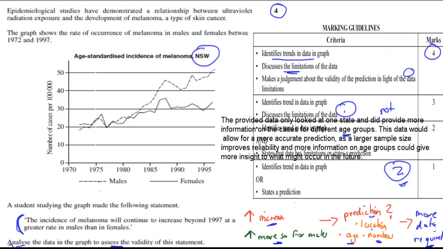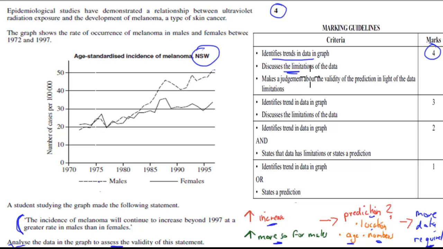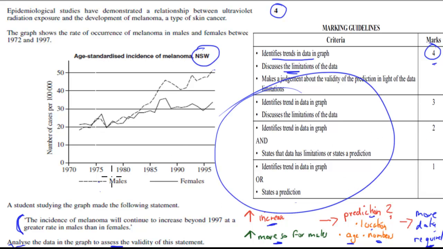Because remember, it said identify trends in data, discuss limitations, and make a judgment. So if you do all these, you get 4 marks. If you don't do a couple, you get fewer marks. So depending on what you do, you get different amounts of marks.